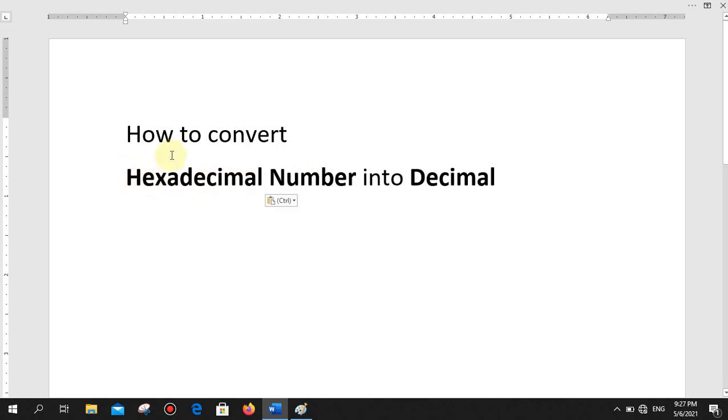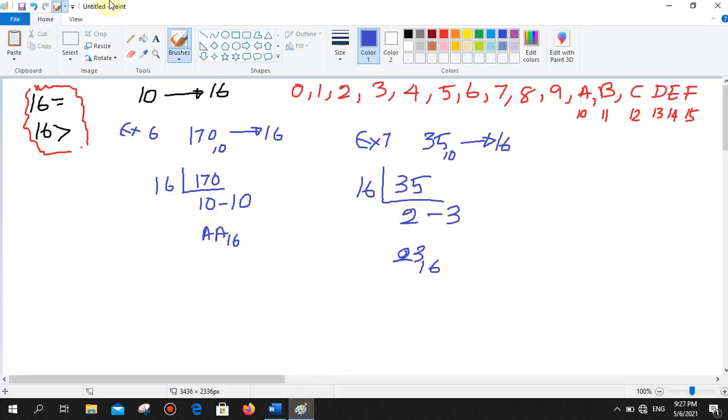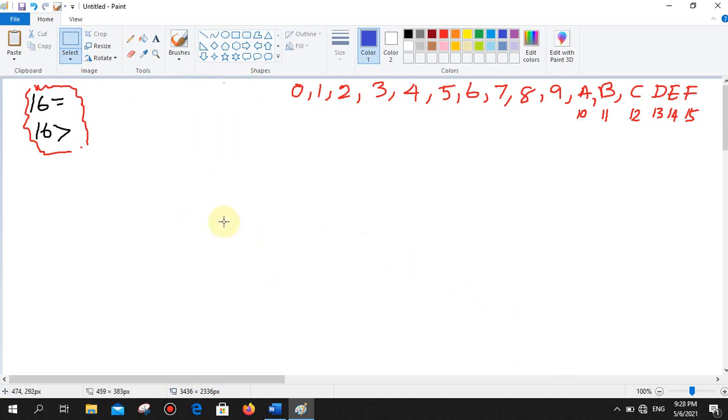Okay, next we are going to talk about how to convert hexadecimal numbers into decimal. Write down the topic. Okay, after that we will try out some numbers. Right, I will get a first example. What we are going to do here, hexadecimal numbers we are going to convert into decimal. Right, how can we do this?